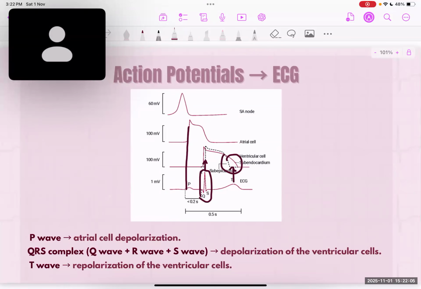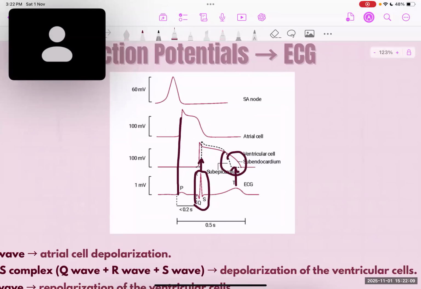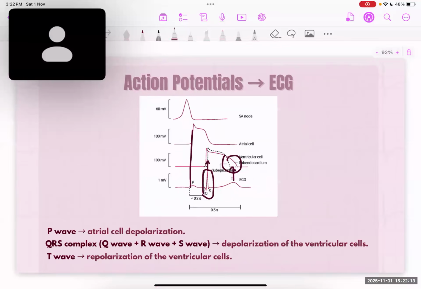The SA node is going to initiate the P wave formation, but the P wave is not the SA node's depolarization. It's the depolarization of the atrial cells.